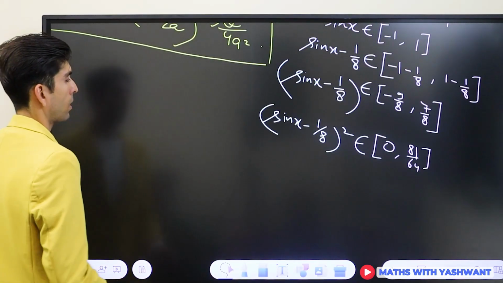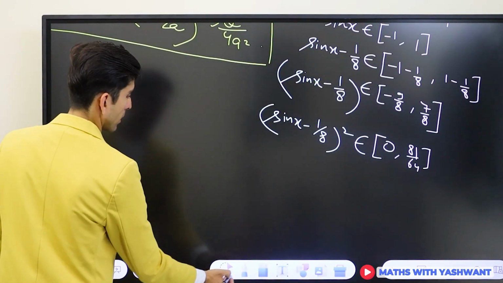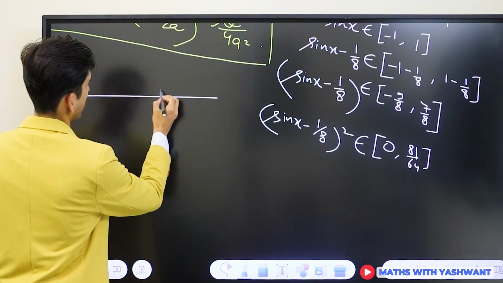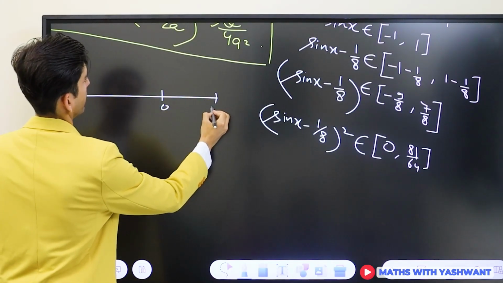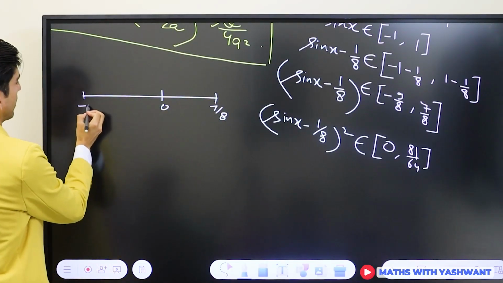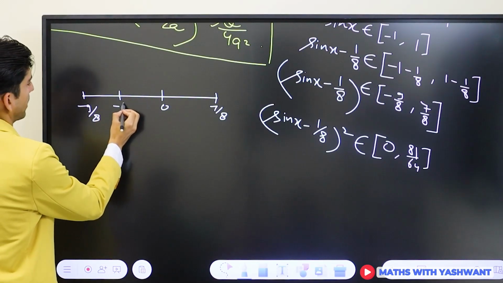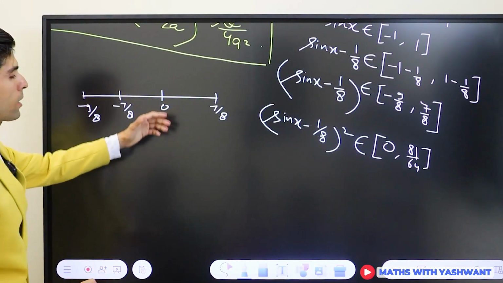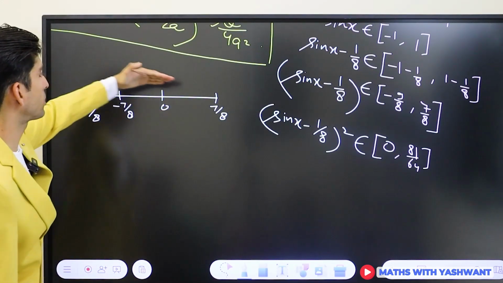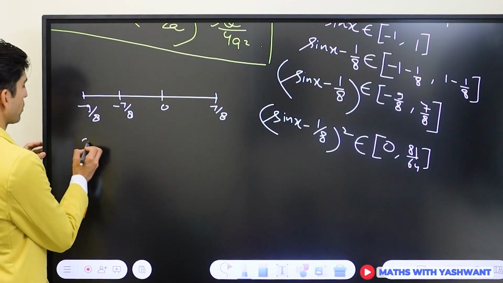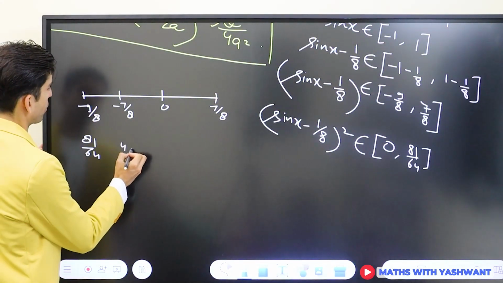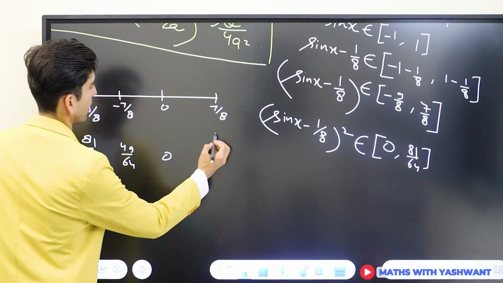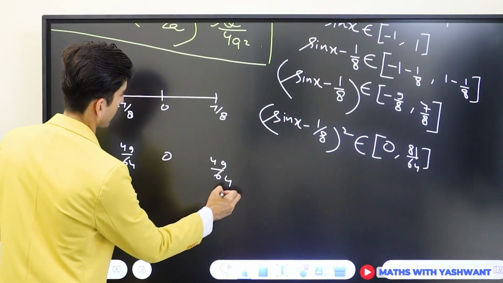Because if you draw the number line, you have 0, and on the right we have 7 by 8, on the left we have negative 9 by 8, and negative 7 by 8 would be somewhere over here. Now when you start squaring all these numbers of the number line, you'll get 81 by 64, you'll get 49 by 64, you'll get 0, and you'll get 49 by 64 again.